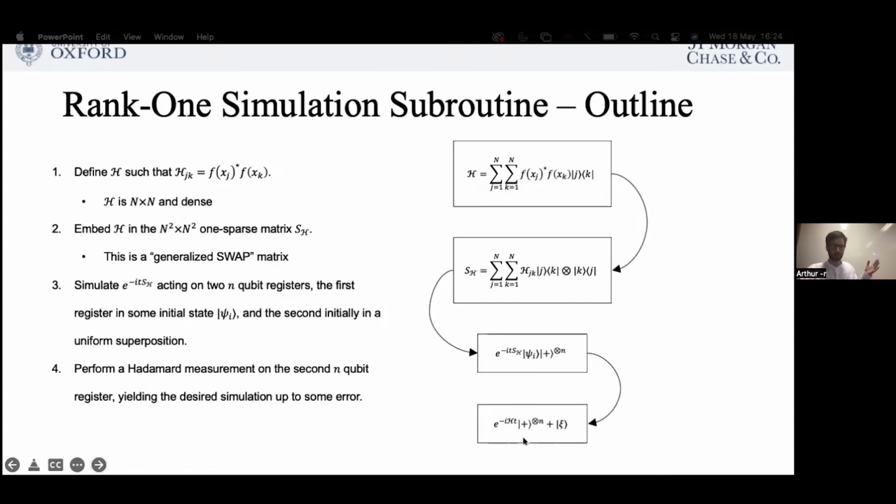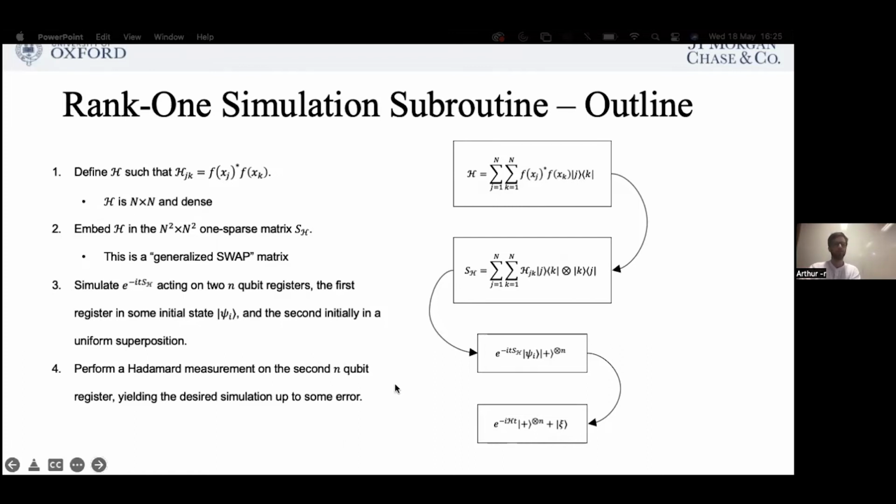Sorry, this should be psi I there, not plus. Plus some orthogonal error component, and the norm of the orthogonal error component can be made arbitrarily small by just increasing the number of discretization steps in your evolution. So I'll talk about this more in a moment.